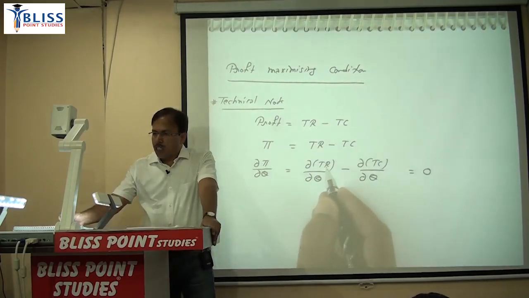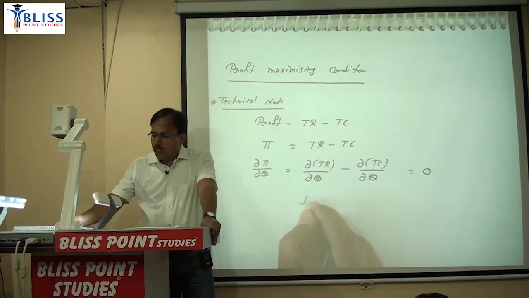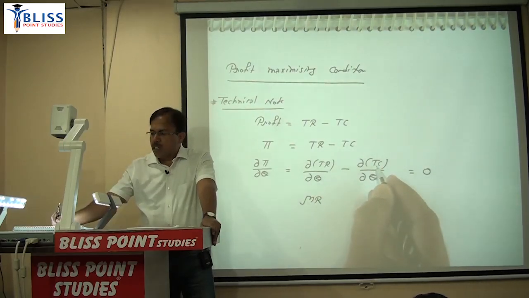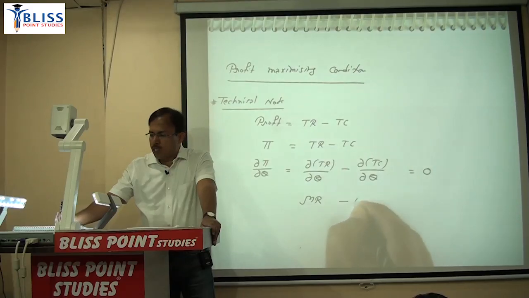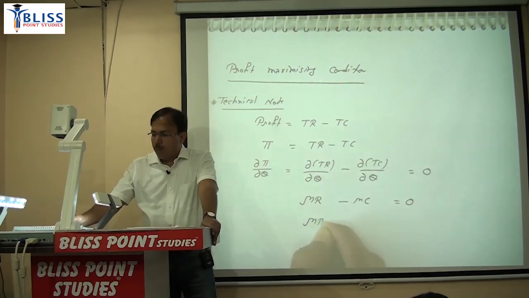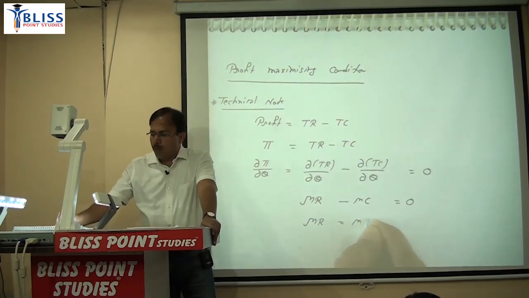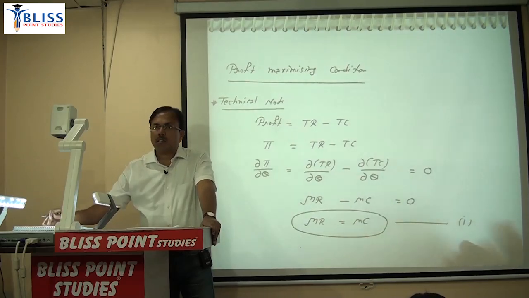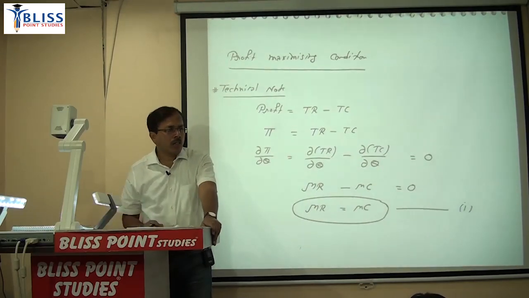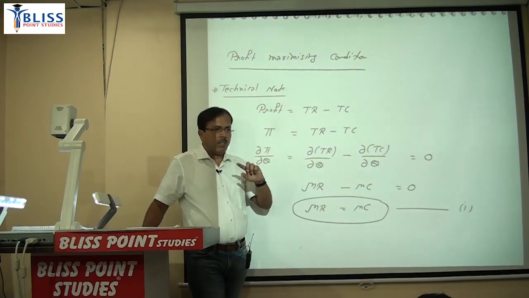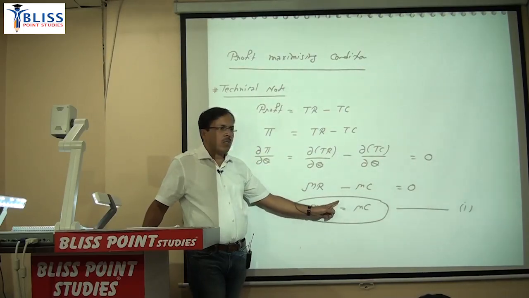So change in total revenue due to change in quantity, you call it marginal revenue. And change in total cost due to change in quantity is marginal cost. So MR minus MC is equal to 0, which means MR must be equal to marginal cost. This is the first condition. And you only have to remember this, don't show it anywhere. Just remember, for profit maximization MR must be equal to MC.